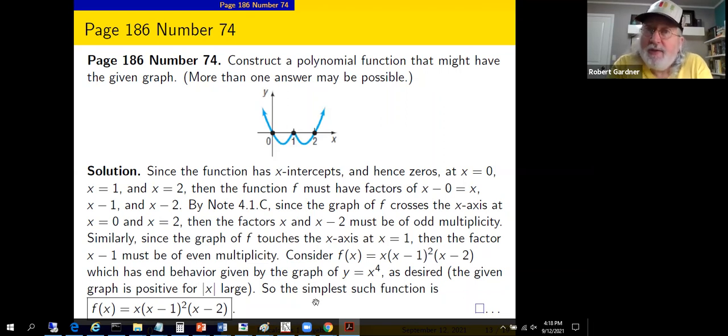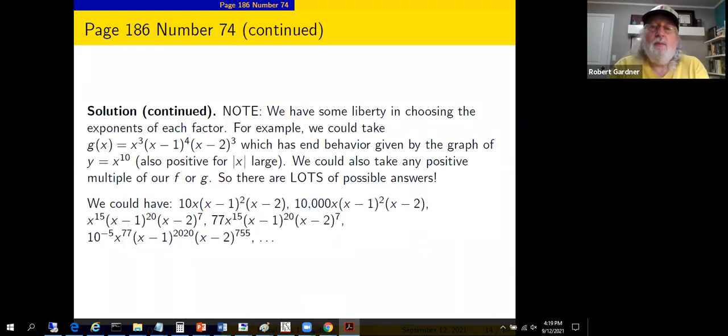All you know about x minus 1 is it has an even exponent on it. We chose the smallest numbers we could use that were even and odd. But you know, we could have chosen differently. We could have chosen 3 and 3 as the odd exponents and 4 as the even exponent. This would work as the end behavior model of y equals x to the 10, which goes up when the absolute value of x is large. It gives out positive values. So this one matches the curve as well.